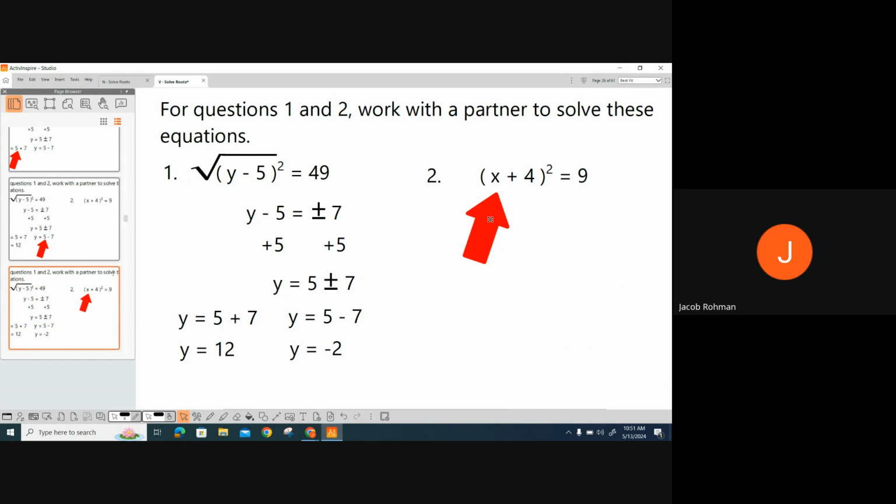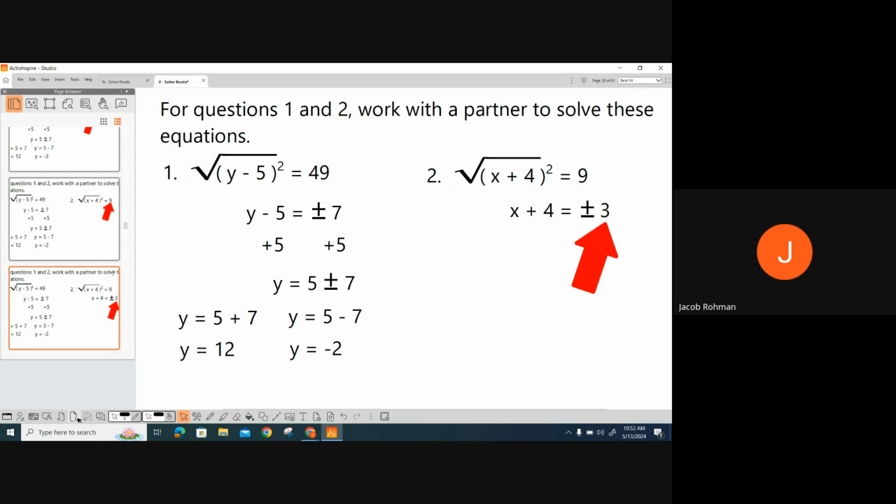So here we're looking at example 2, and we see that we have (x + 4) squared equals 9. Well, we're going to start solving this by square rooting both sides. And when I square root the 9 here, remember, there's going to be a positive and a negative solution. So the square root of 9 is 3 and negative 3. So we're going to say plus minus 3. So now x + 4 equals plus or minus 3.